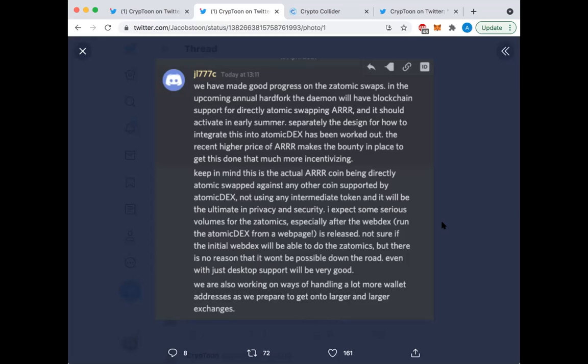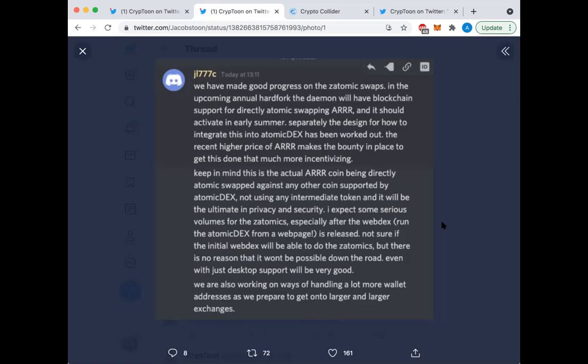Cool. Keep in mind, this is the actual R coin being directly atomic swapped against any other coin supported by atomic.dex, not using any intermediate token, and it will be the ultimate in privacy and security. I expect some serious volumes for the zatomics, especially after the WebDEX, run the atomic.dex from a web page, is released. Not sure if the initial WebDEX will be able to do the zatomics, but there is no reason that it won't be possible down the road.